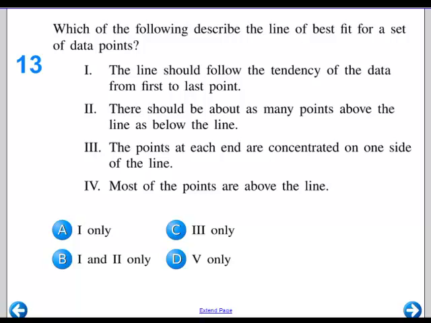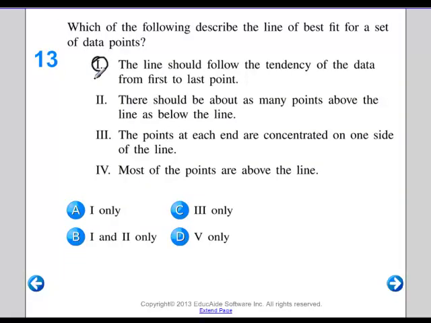Number 13, which of the following describe the line of best fit for a set of data points? 1, the line should follow the tendency of the data from first to last point. Yes, we know that's true. 2, there should be about as many points above the line as below the line. Well, I just got done saying that, so 2 is correct.